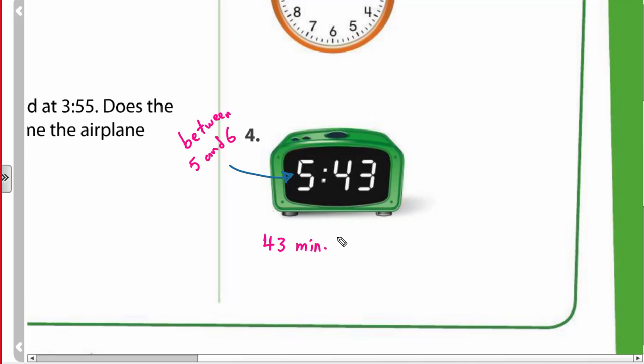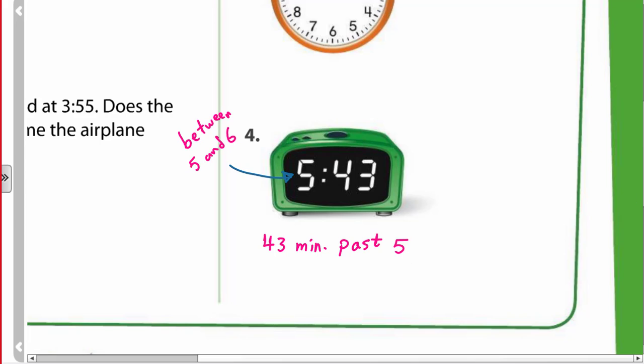But this is not how we read it. Do not mute your mic. Abdullah? 5:43. No, that's not how we read it. Start with the minutes. Start with the 43 minutes. Okay, 43. No, there is a word here. Past 5. So 43 minutes past 5.